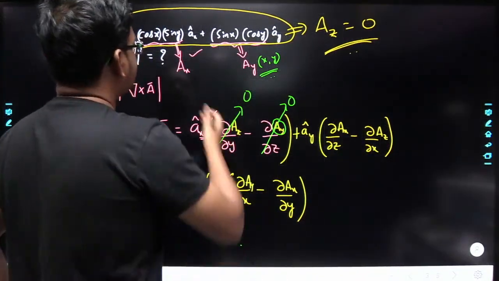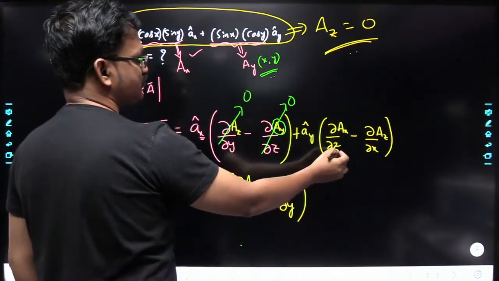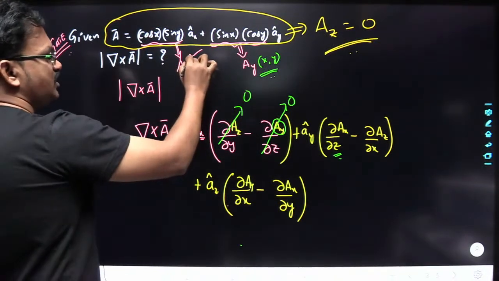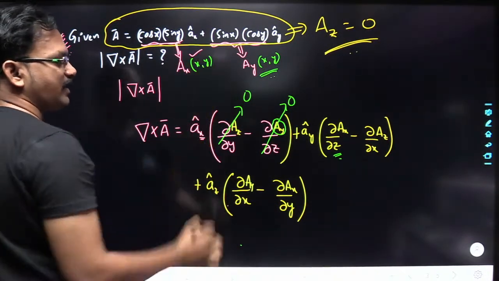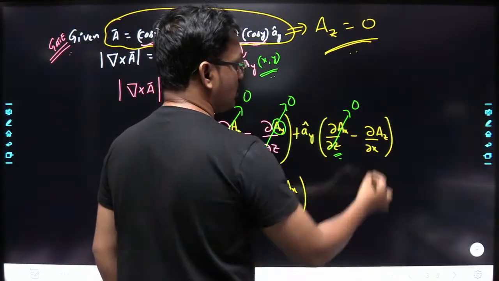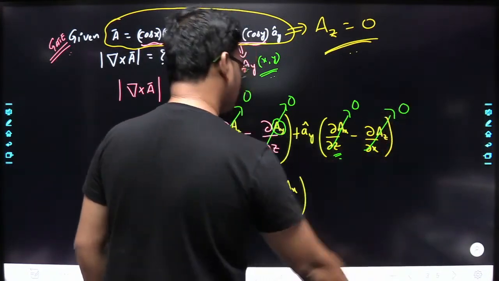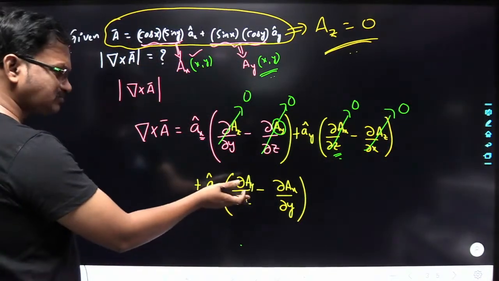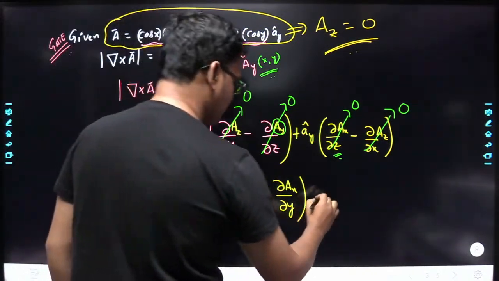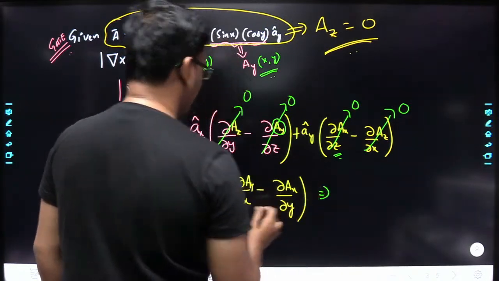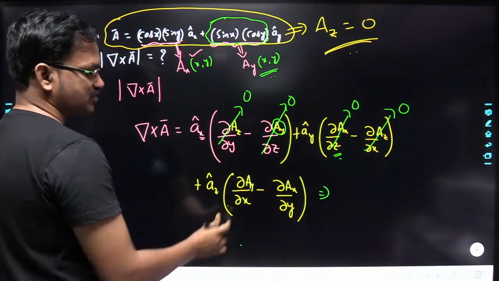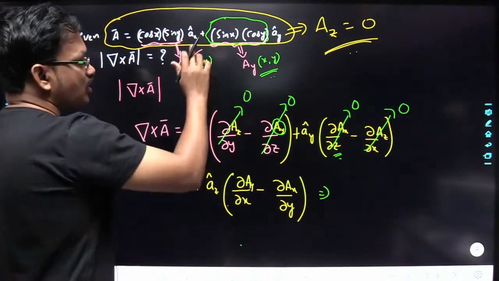So next, take this x component and differentiate it with respect to z. See, the x component is also a function of only x and y, right? So if you differentiate this with respect to z, you will get 0. The z component is 0, right? And here the y component is a function of x and y. So what are you going to get here? Take the y component and differentiate it with respect to x.